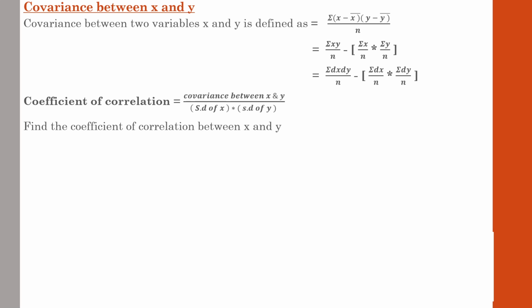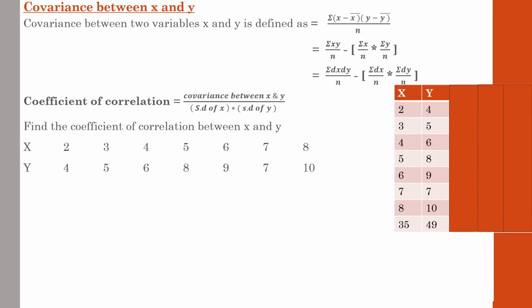Find the coefficient of correlation between x and y. Details of x are given, details of y are given. So naturally the next step is you need to create a table and substitute the details given in the question into the table. So here the x items are shown, y items are shown, and their totals are taken, because in the equations you need to write down the totals.